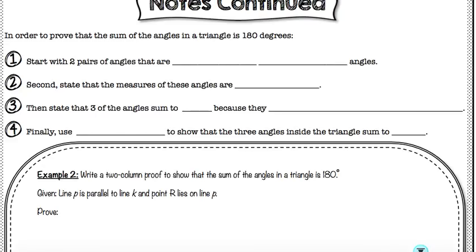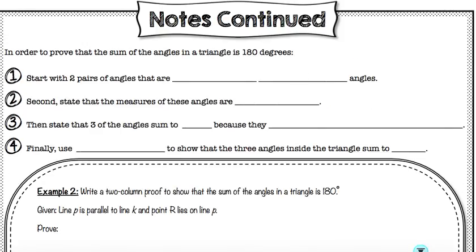All right, we have one more proof that we're going to do today, and that is to prove that the sum of the angles in a triangle is 180 degrees. So let's start with two pairs of angles that are alternate interior angles. Okay. Alternate interior angles. Now again, these steps will not make any sense until we actually do the proof.